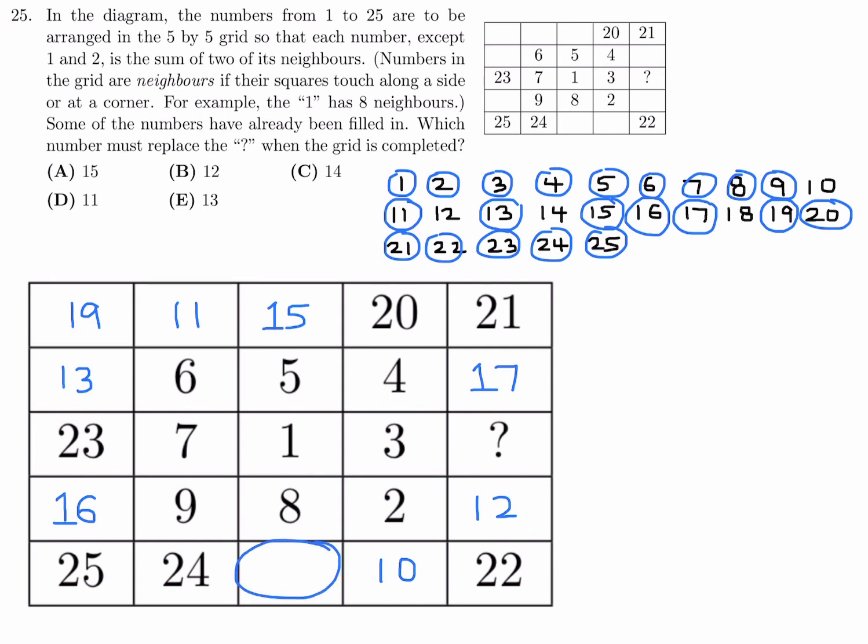And then what about this number here? Well, 12's already gone, 10's already gone. Let's see here. 2 plus 8 is 10. 9 plus 8 is 17. 8 plus 10. There you go. That gives me 18. And therefore, there's only one number left, 14. And that must go there. And let's just make sure. How can we get the 14 with neighbors? 12 plus 2. That would give me 14. There you go. 14 is the number that goes in the question mark.